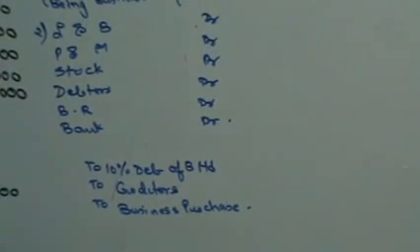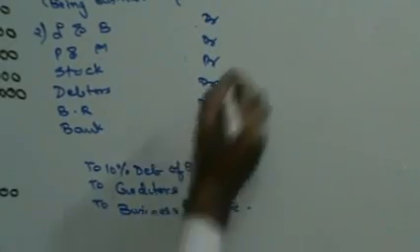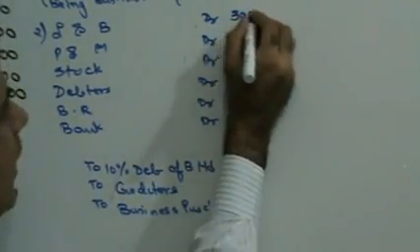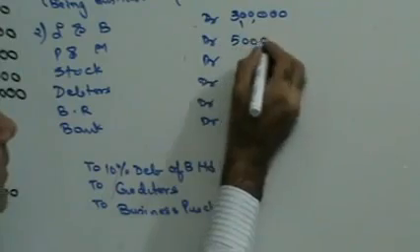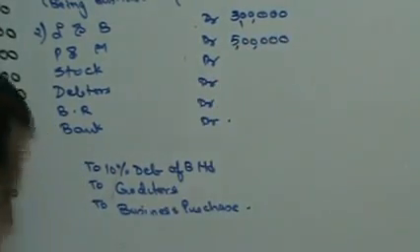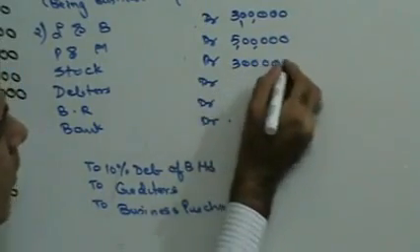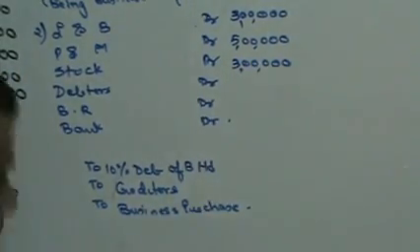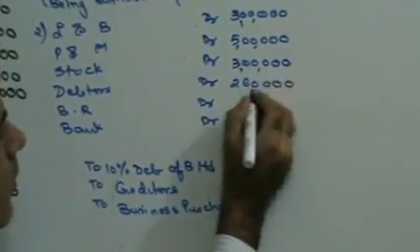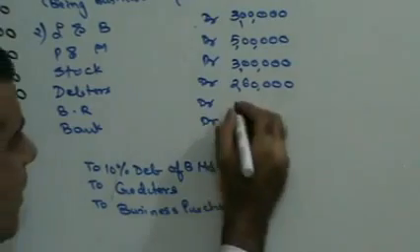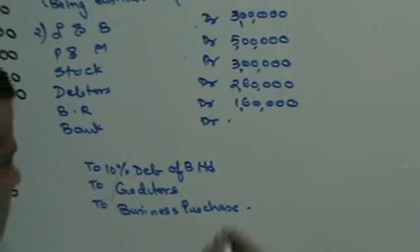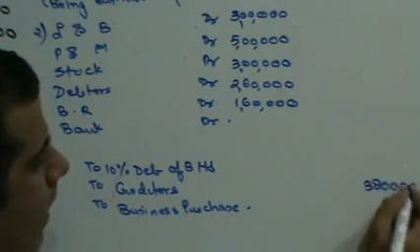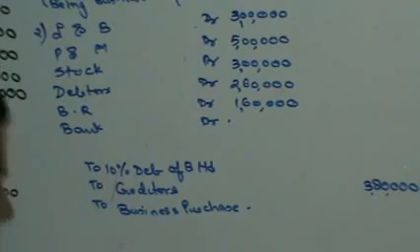Now let's see this. They are saying that land and building is to be taken over at 3 lakhs. Next, plant and machinery is to be taken over at 5 lakhs. Stock is to be taken over at 3 lakhs. Debtors at 2,60,000. Bills receivable at 160. Creditors at 3,80,000. Bank at the same value, that is 20,000.